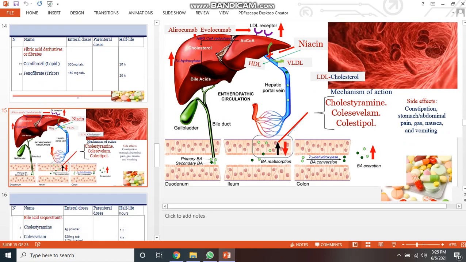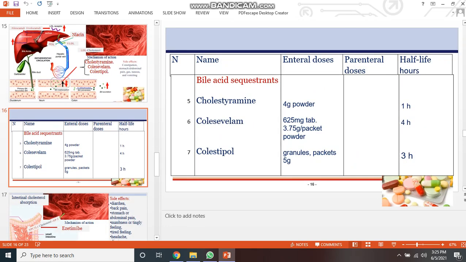And mechanism of action: cholestyramine, colesevelam, or colestipol. Their side effects: constipation, stomach and abdominal pain, gas, nausea, and vomiting. And bile acid sequestering drugs are cholestyramine, colesevelam, or colestipol. Their initial dose for cholestyramine is 4 gram powder, and their half-life is 1 hour. For colesevelam, their initial dose is 625 mg tab, 3.75 packet powder, and their half-life is 4 hours. For colestipol, their initial dose is granules, packet 5 gram, and half-life is 3 hours.